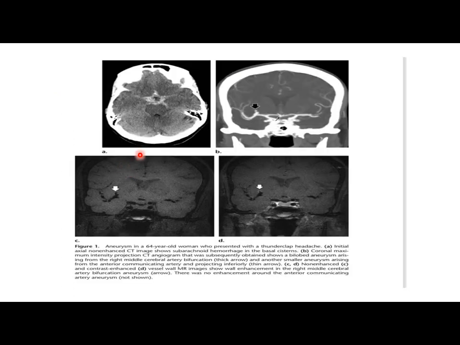In this case, we have a 64-year-old woman who presented with thunderclap headache. The initial axial CT shows subarachnoid hemorrhage in the basal cistern. The basal cistern is the most common site of subarachnoid hemorrhage, which is shown here. This is the basal cistern.